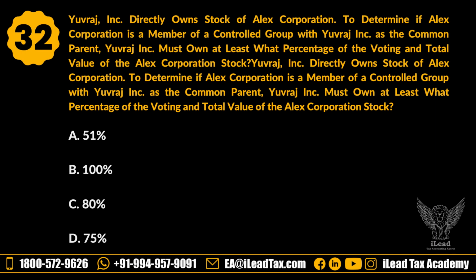Yuvraj Inc. directly owns stock of Alex Corporation. To determine if Alex Corporation is a member of a controlled group with Yuvraj Inc. as a common parent, Yuvraj Inc. must own at least what percentage of the voting and total value of the Alex Corporation stock? Yuvraj Inc. directly owns stock of the Alex Corporation. So let's see the options. Option A 51%, option B 100%, option C 80%, option D 75%. Let's see the answer.